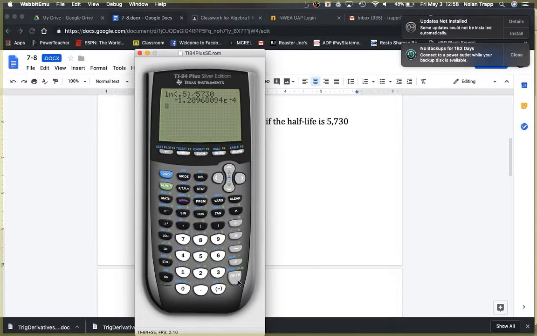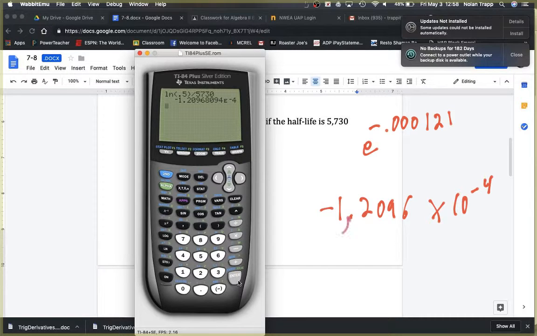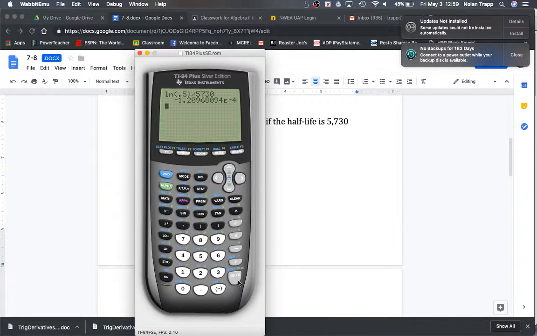So I end up with an equation of e to the negative 0.000 and so on, 3 zeros, because it's 4 now. Once again, to explain that, this one looks like this again: one, two, three, 4. So that's how I got this equation up here.